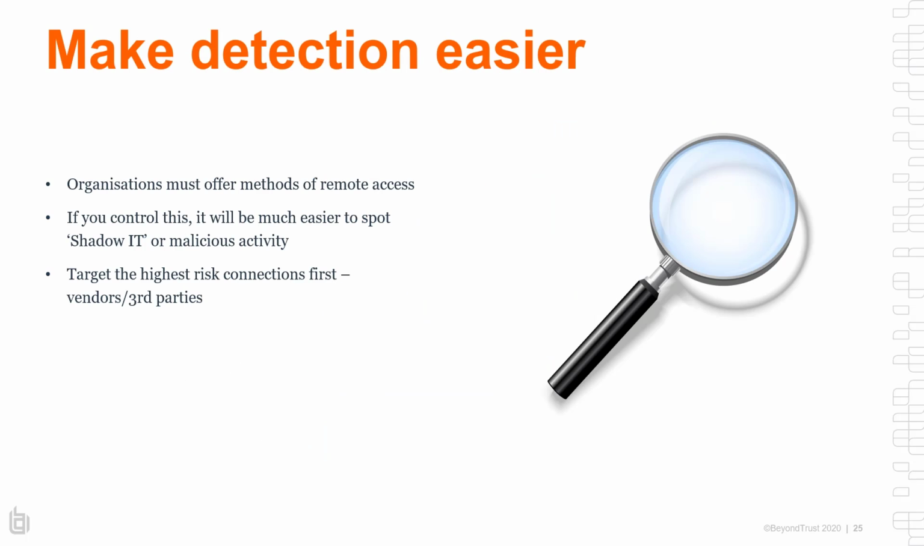If you start putting these controls in place, you have a good baseline to understand which credentials and access is being used within your organization. As an organization, you need to provide for remote access solutions, especially with the current COVID-19 requirements. And this can be done because you understand your access and you can easily detect malicious or shadow IT activity. By taking a risk-based approach, you want to target the most risky connections. And these mostly tend to be vendor and third-party connections.